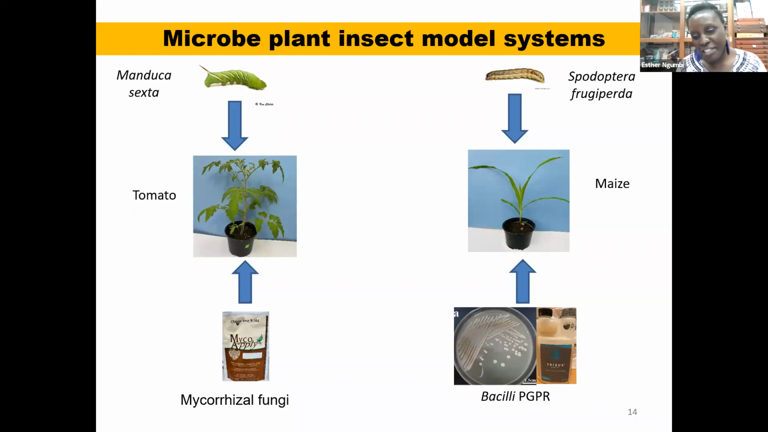And so the other model system that we use is Bacillus PGPR. This is a plant growth promoting rhizobacteria, a beneficial soil microbe. And my plant of interest is maize, or corn. And you cannot stay in Illinois without studying corn. We grow a lot of corn here, so it was just natural to settle on maize and then use the fall armyworm as the insect.